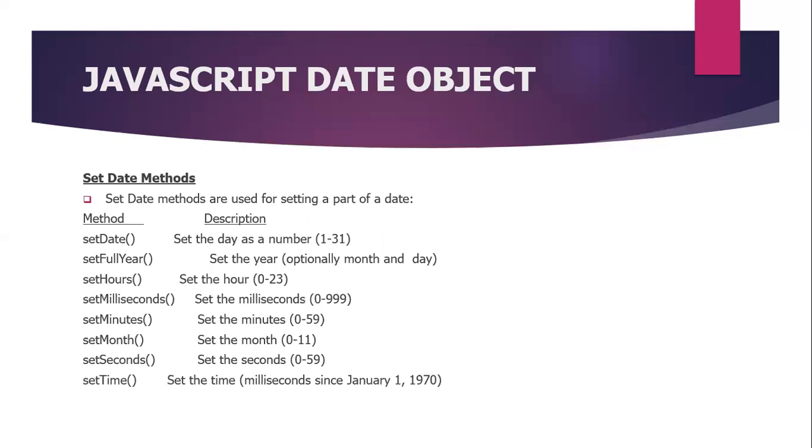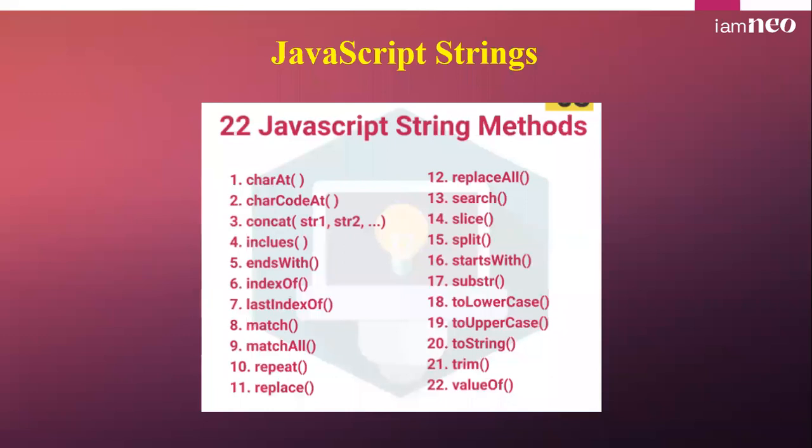Now the set date methods. If you want to set a part of the date, you can use these methods. setDate sets the day as a number. setFullYear will set the year. setHours will set the hours from 0 to 23. setMilliseconds will set the milliseconds from 0 to 999. setMinutes will set the minutes from 0 to 59. setMonth will set the month from 0 to 11. setSeconds will set the seconds from 0 to 59. setTime will set the time from milliseconds since January 1, 1970.